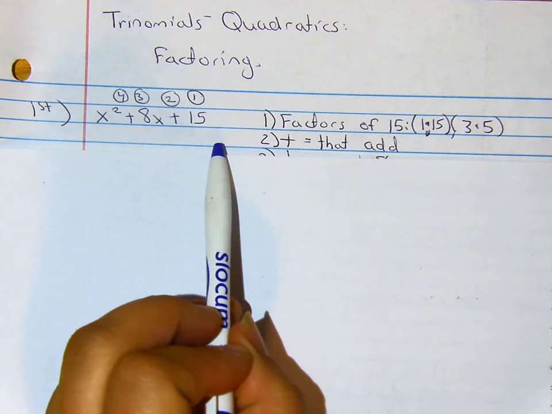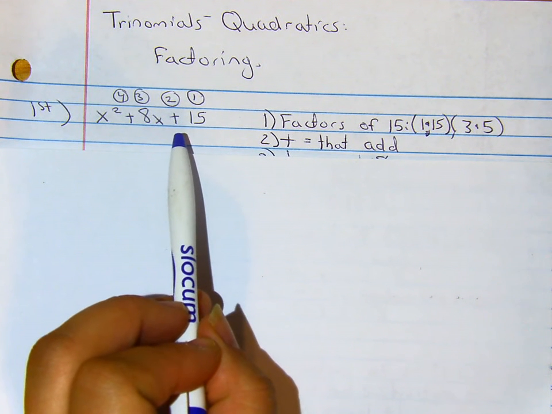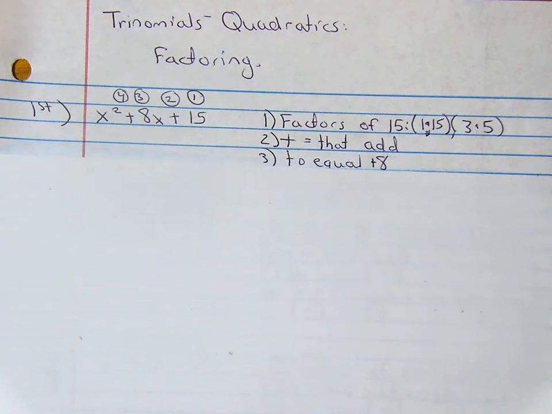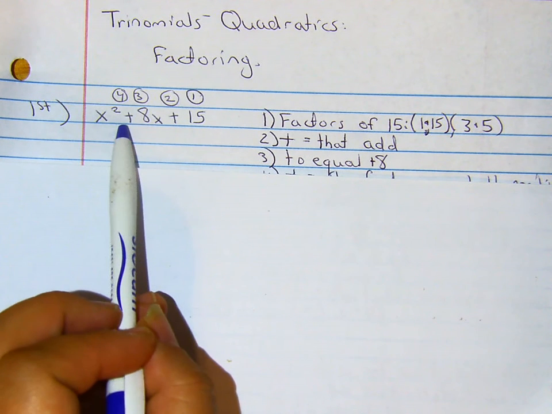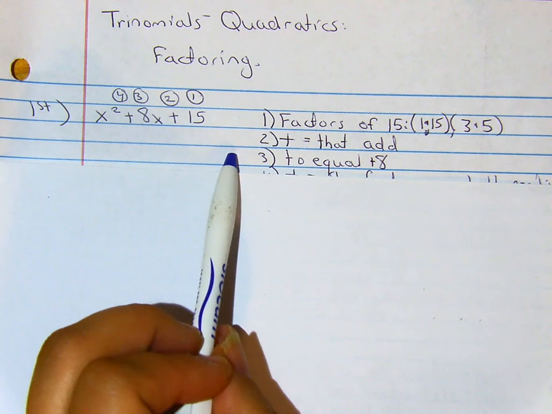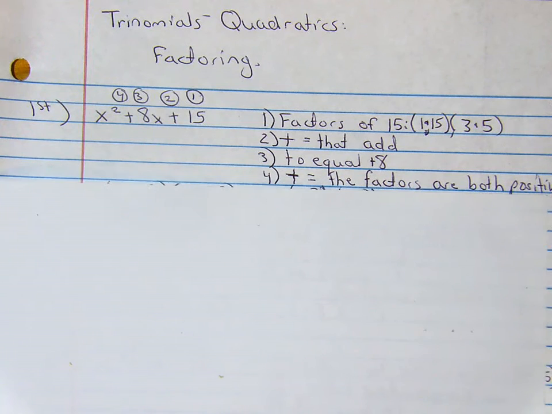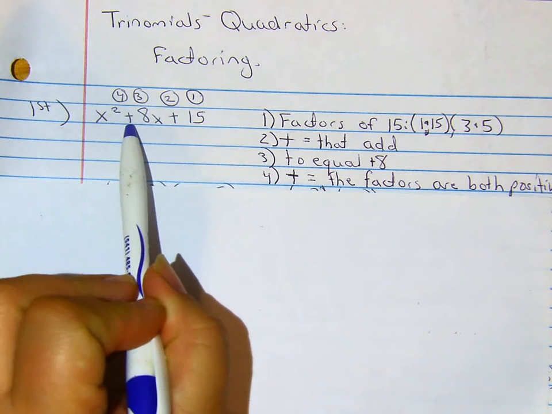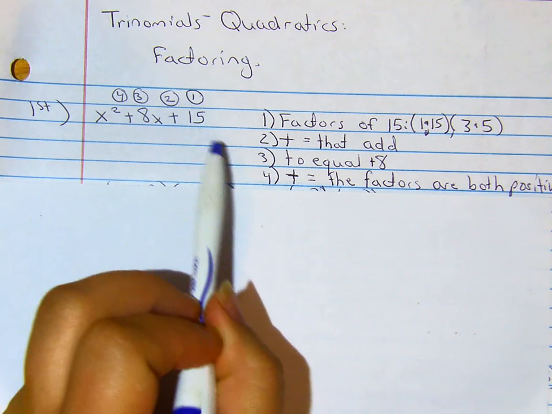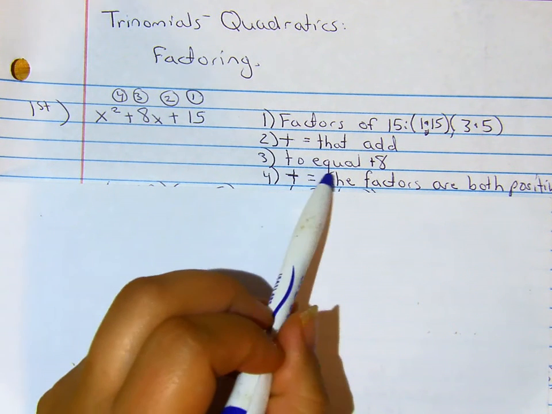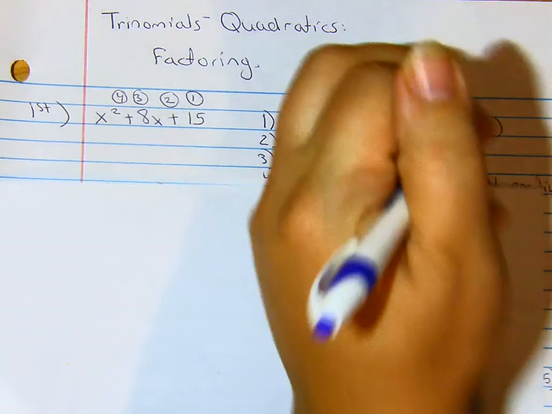And then number 2, if this is a plus sign, that means that they add. Okay, because the signs are going to be the same in order to get that plus sign. So they must add together. Step 3 is to add together to equal positive 8. And step 4 is actually looking at this plus sign. When the signs are the same and you're adding, that means that the factors are both going to be positive because the signs have to be the same.